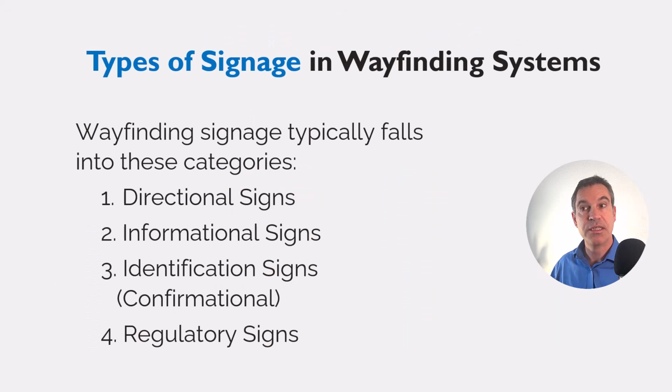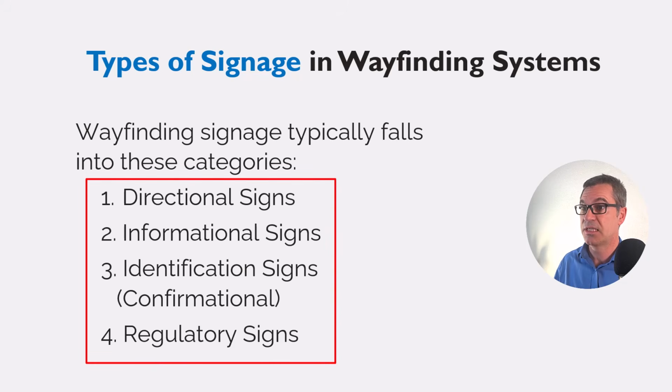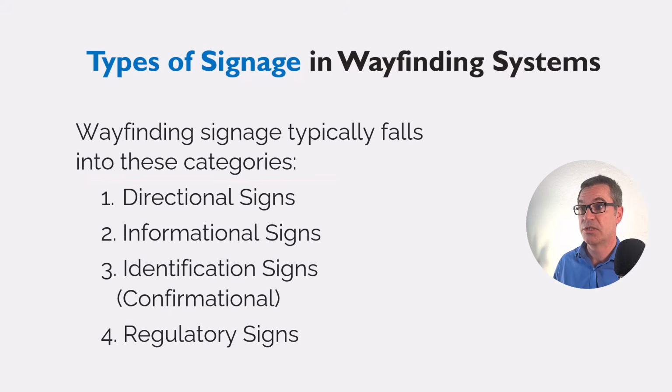So let's look at the 4 different types of wayfinding systems. Okay, let's take a look. Wayfinding signage typically falls into these 4 categories: directional signs, informational signs, identification signs, or regulatory signs. I'm going to show you photographs afterwards, after I just talk about these for a minute or two. Then I'm going to show you some examples of each of these. So it's going to become quite clear in a minute.